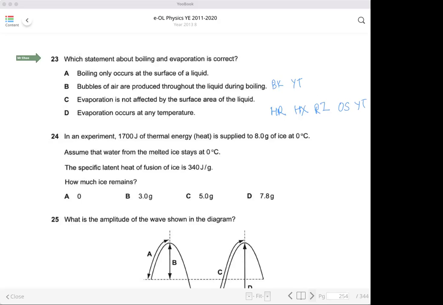which one is more correct? B or D? Okay, which one is more correct? So all of you know that A and C are definitely wrong. So which one is more correct? B or D? When boiling occurs, the only reason I would say that B is incorrect is because of the word air.